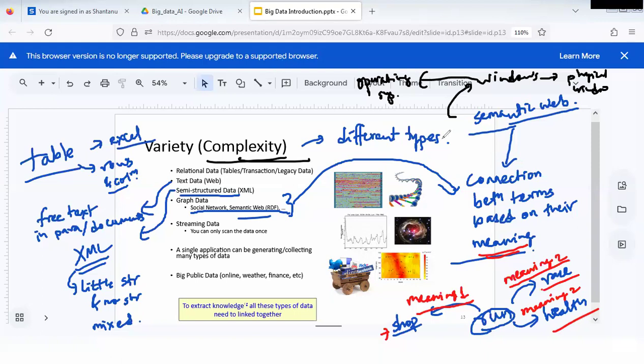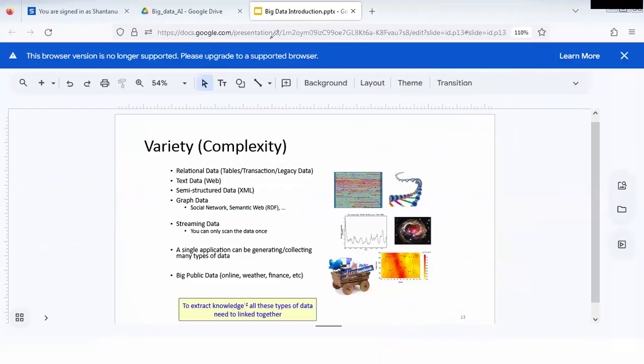Then comes streaming data. Streaming data means basically data which is free flowing. ऐसा data which is coming very very fast and going very very fast. That is called as streaming data. The main feature of streaming data is you can scan the data only once. आप डेटा को सिर्फ एक बार स्कैन कर सकते हो because it is coming and going very very fast. Like think about CCTV camera. In CCTV camera, the video you are able to watch, it's like continuous stream है, आगे जा रहा है, आगे बढ़ रहा है, like that. So that is streaming of data. That is bringing in the complexity. Big public data, online, weather, finance data, and all that.